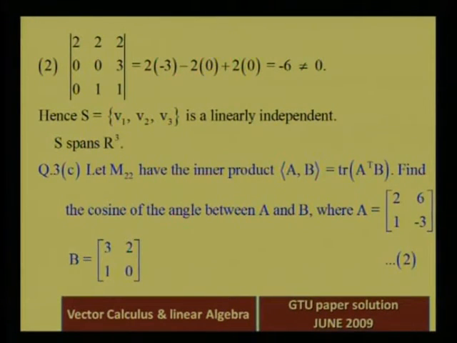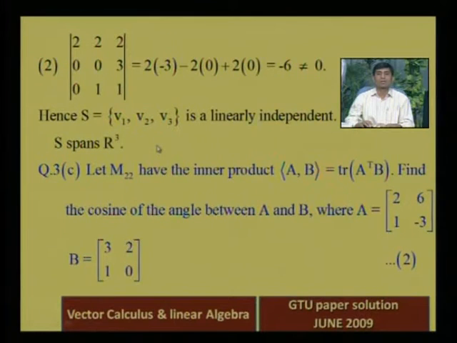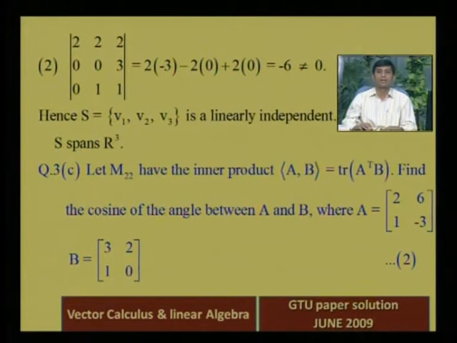Let the set of 2 cross 2 matrices have the inner product defined in this manner: trace of A transpose times B. Find the cosine of the angle between A and B, where A is equal to [[2, 6], [1, -3]] and B is equal to [[3, 2], [1, 0]]. Now what is the formula to find the cosine of the angle? Cos theta is equal to the inner product of A and B over norm A times norm B. That is the formula to find the angle between any two vectors, right?